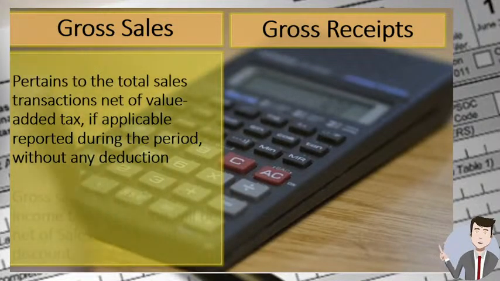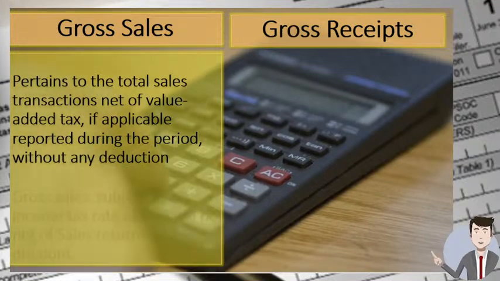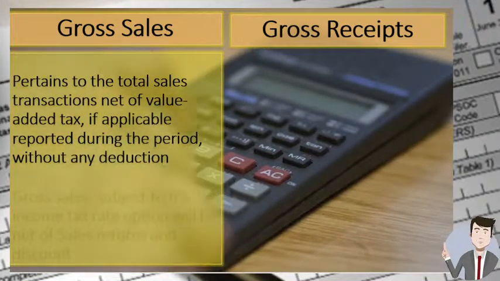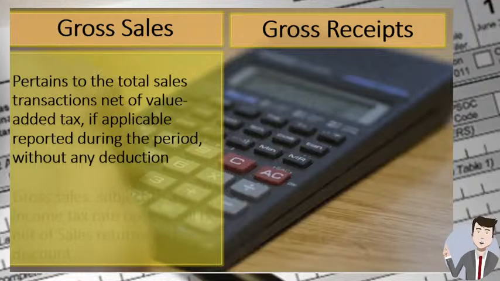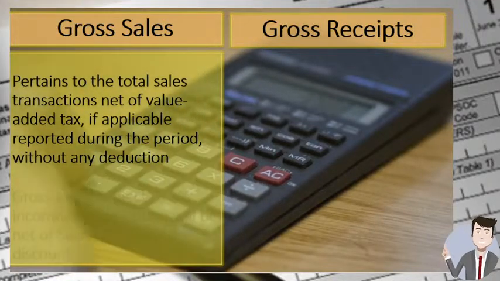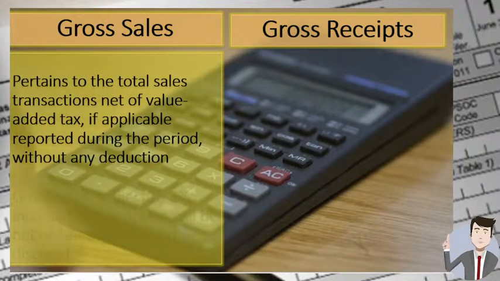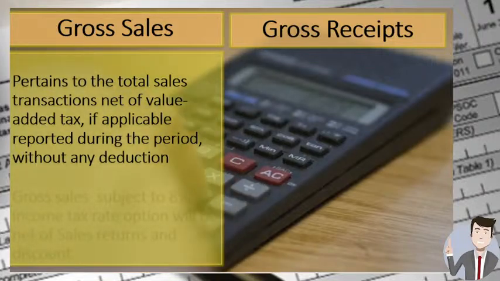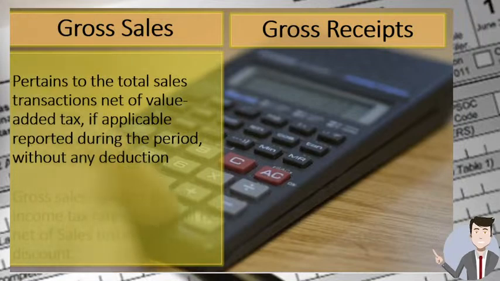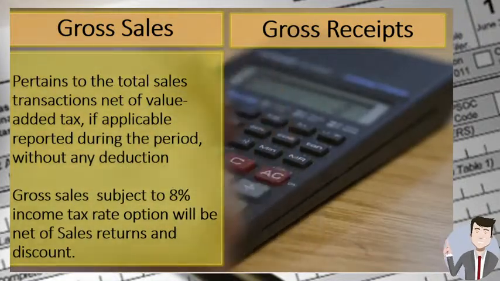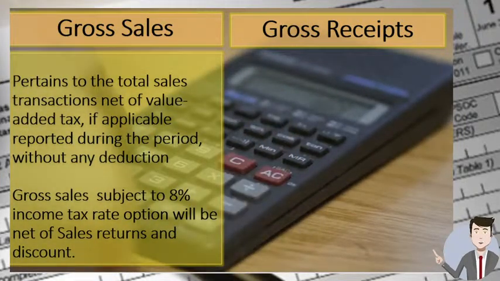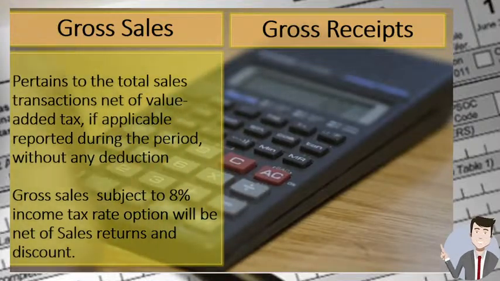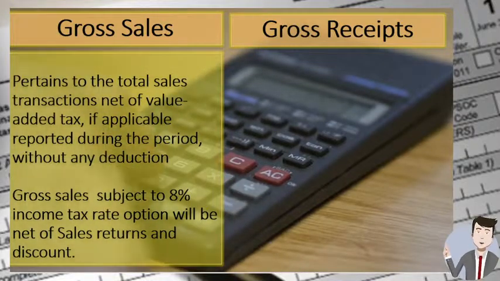So if you are VATable, when we talk about gross sale, you have to exclude the 120,000. So in short, in my previous example, the amount you consider is just the 1 million peso. So you have to exclude your 120,000 as VAT. You take it out when we talk about gross sales. Okay? Gross sales subject to 8% income tax rate option will be net of sales returns and discounts.